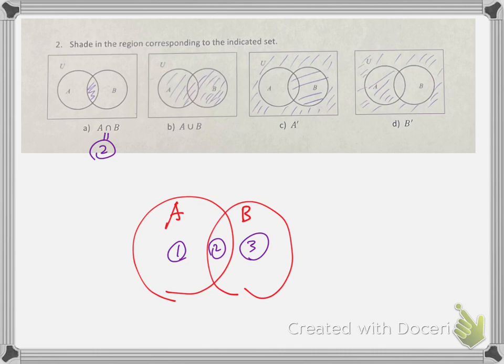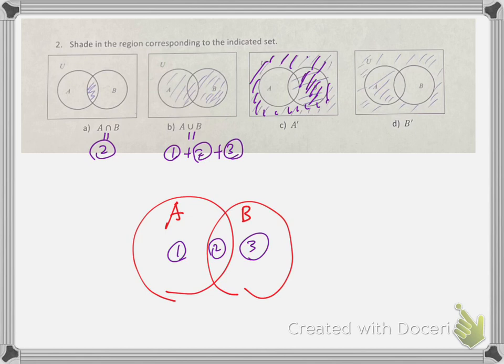So now what is A union B? A union B will be part 1 plus part 2 plus part 3, everybody in these two circles. So now what's A complement? A complement will be U minus everything in A. So now my picture is slightly wrong. It should be this part, minus the whole circle. So 2 is in A, so it's not in the complement.